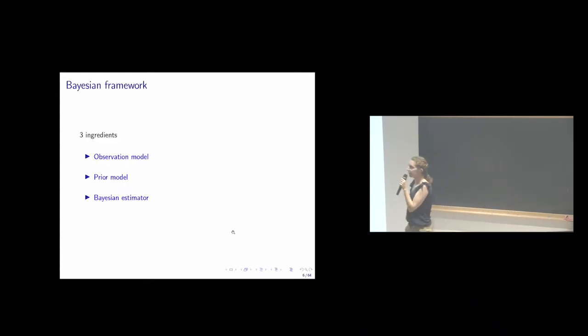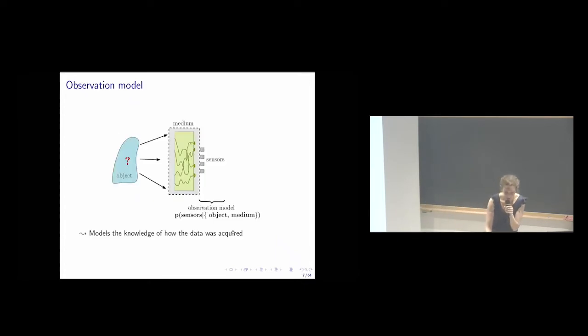When you want to deal with this problem in a Bayesian framework, you will need three ingredients: an observation model, a prior model, and a Bayesian estimator. Let's go to the observation model. The observation model is attached to those sensors, to the observation you have, and it will express the information you have on the way your data have been acquired. It is conditional on the phenomenon you are interested in, the object, and also on the way your information has been propagated to your sensor.